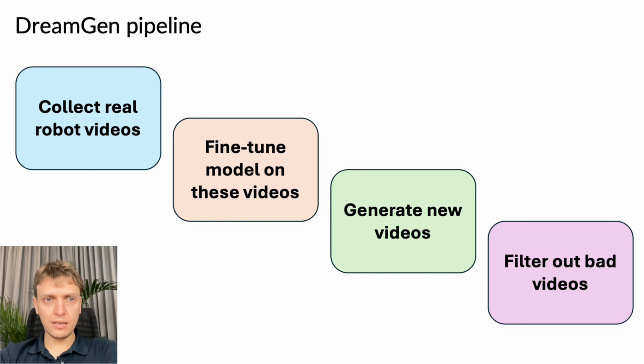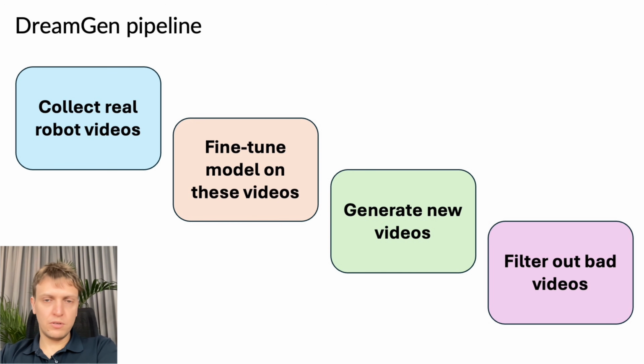First of all, you collect real robot video. So you don't start from scratch, and you don't just use an existing model. You start by collecting a lot of video for your particular robot. And then you fine-tune the video model on this video. So you don't use the video model as is. You fine-tune it on the video of your robot. By doing this, you teach the model to correctly represent the physics and the way your robot works. And only then you generate new videos.